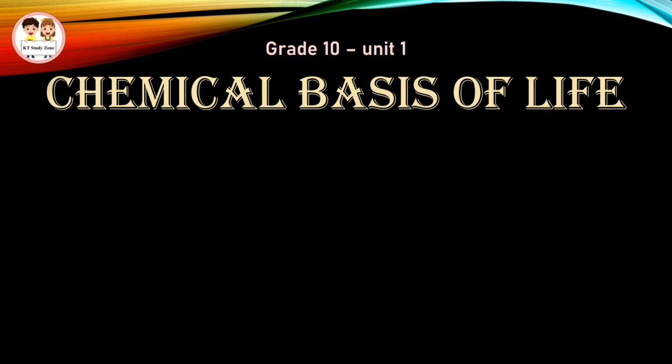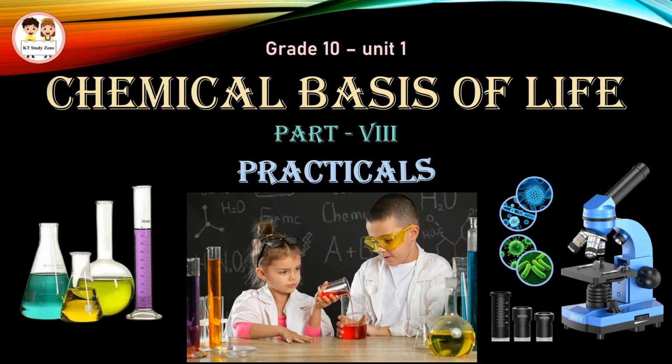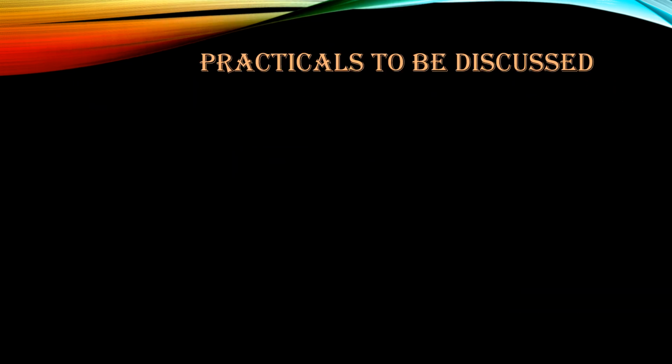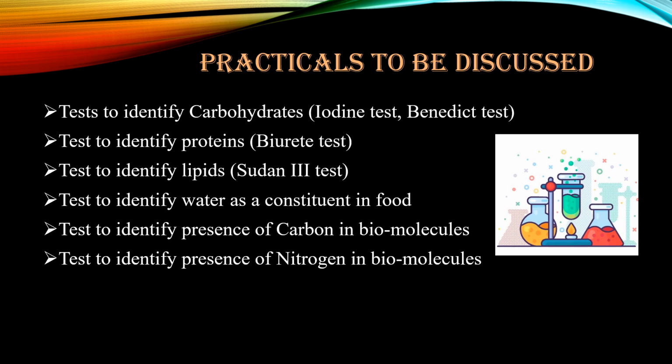In this video series, we are discussing the chemical basis of life. This is part 8 and we're going to talk about the practicals. Specifically, these are the practicals to be discussed: the test to identify carbohydrates, the test to identify proteins, the test to identify lipids, the test to identify water as a constituent in food, the test to identify the presence of carbon in biomolecules, and the test to identify nitrogen in biomolecules. First, the iodine test, which is used to identify starch.